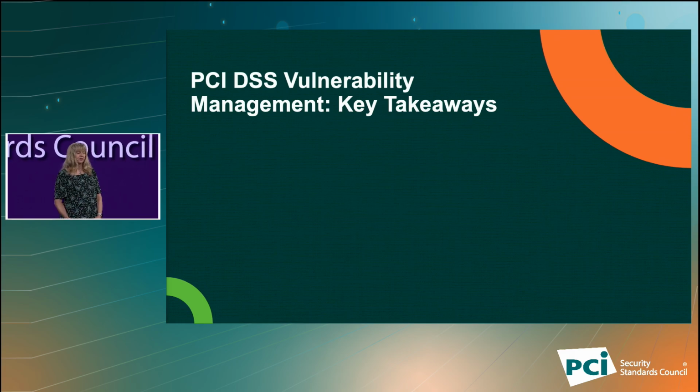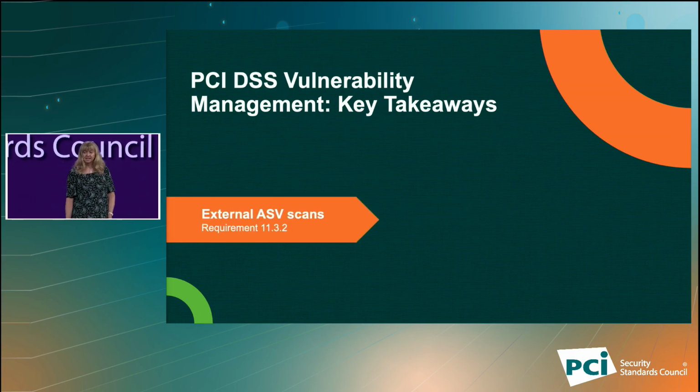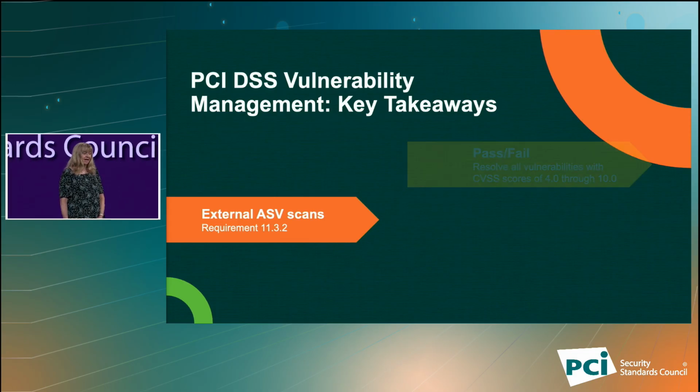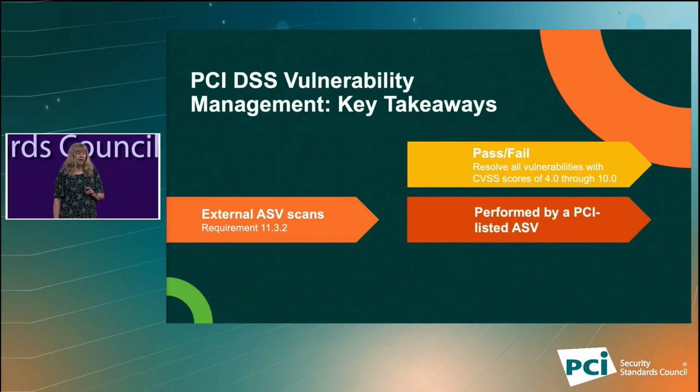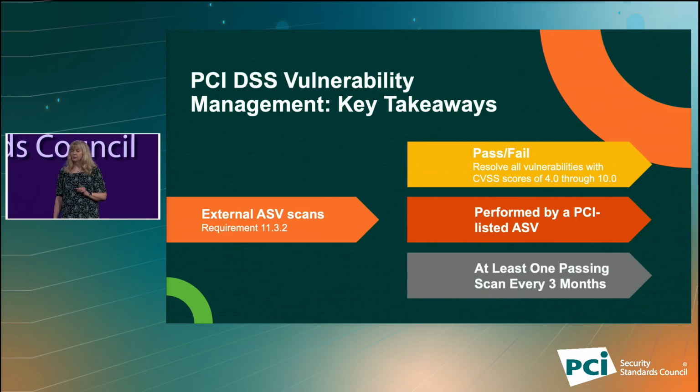Well, just to summarize a little bit, for ASV scans, again, you do them at least once every 3 months. But please do them more often, as we said, because it will make your life easier. These scans are pass-fail, with all vulnerabilities with CVSS scores above 3.9 needing to be resolved. And then you fix the vulnerabilities and rescan until you have a clean scan, all within the same 3-month period. You work with a PCI ASV, and we have lists on our website. Hopefully you're all aware of that list. And you need at least one passing scan in that 3-month period.